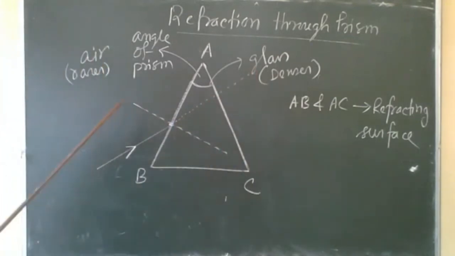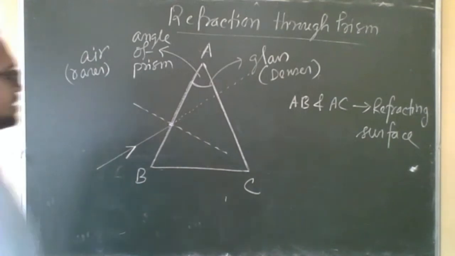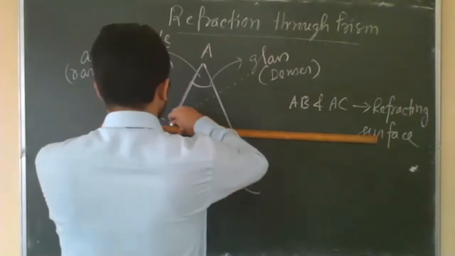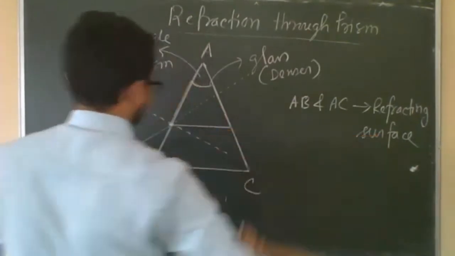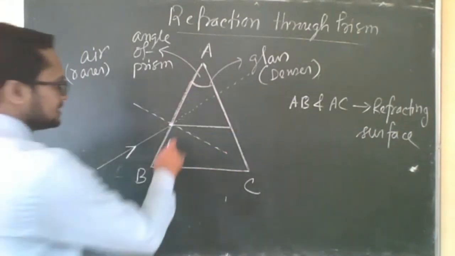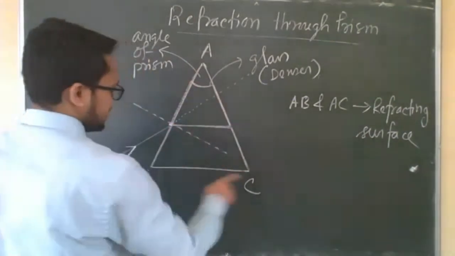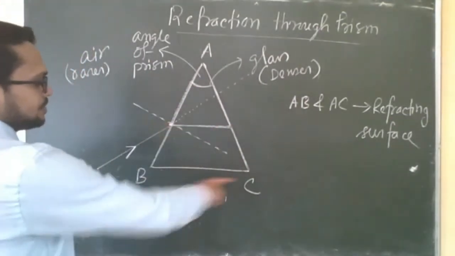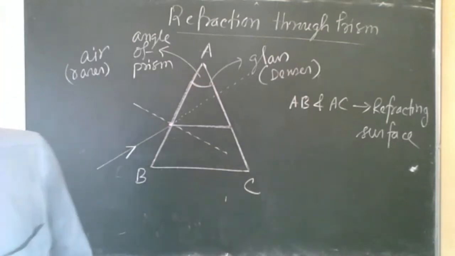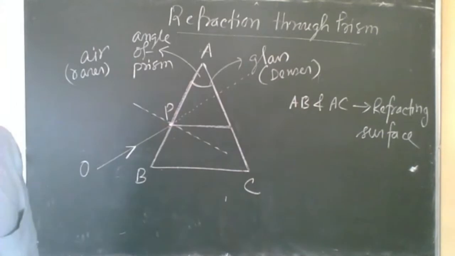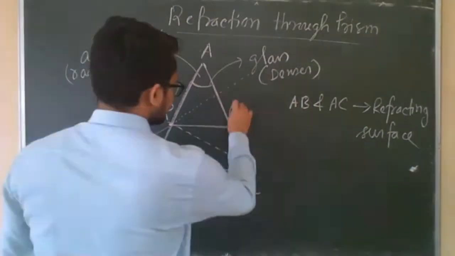Here light is entering from rarer to denser. That means light will bend towards the normal. This is the diagram given in your book, for that reason I am drawing this one. It is not necessary that this refracting ray will be parallel to this. For one condition, this refracting ray inside the prism will be parallel to this. I am telling that also. Give names according to your book: O, P, then Q. Here it is Q.